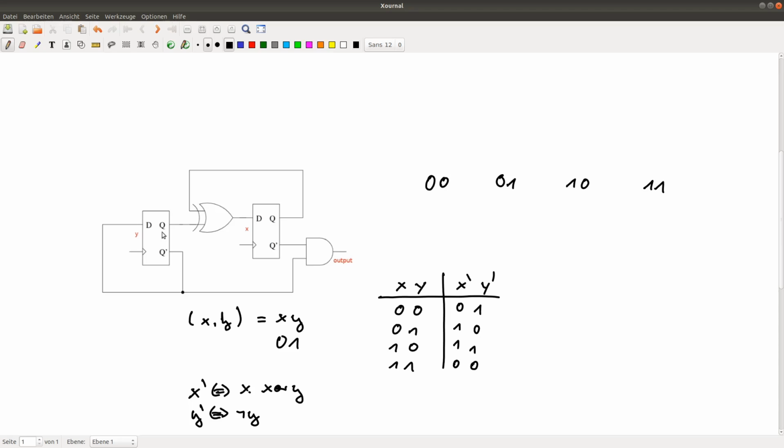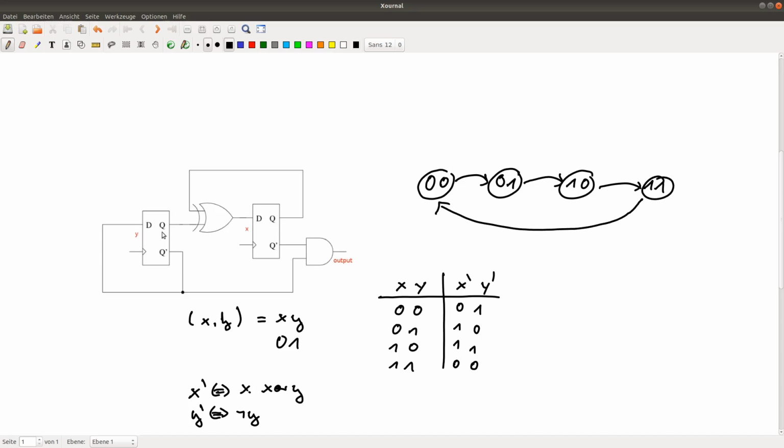Okay, and this gives us the transitions between the states. If we are in state 0, 0, then we go to state 0, 1. If we are in state 0, 1, we go to state 1, 0. If we are in state 1, 0, we go to state 1, 1. And if we are in state 1, 1, we go back to 0, 0.